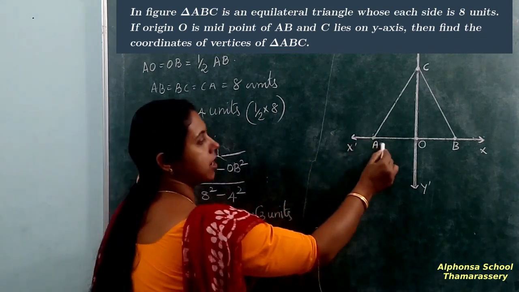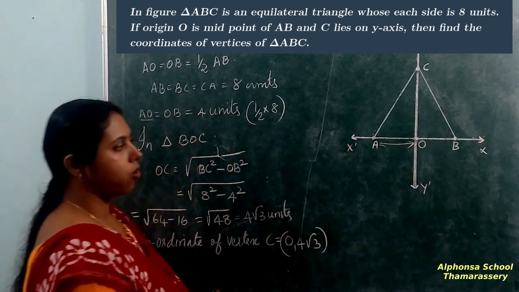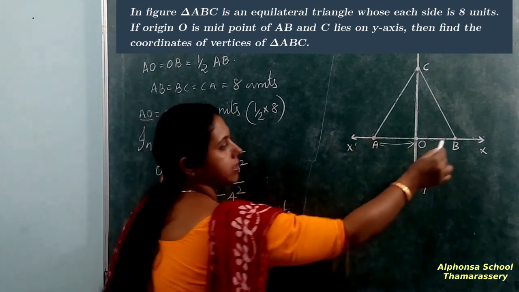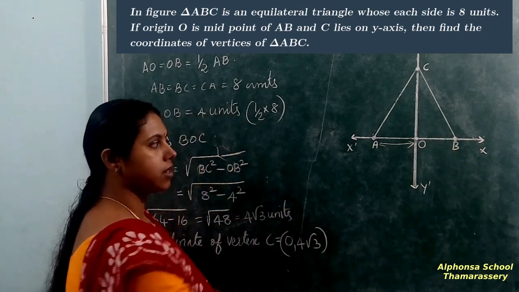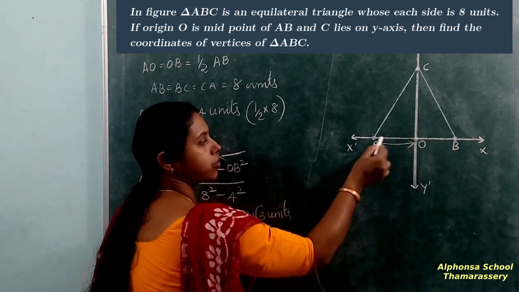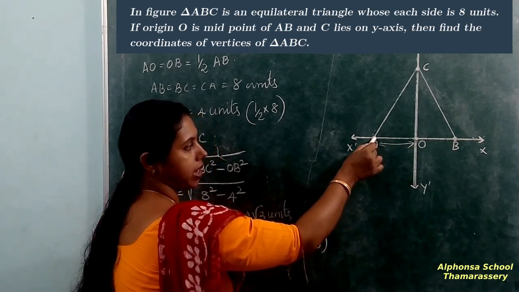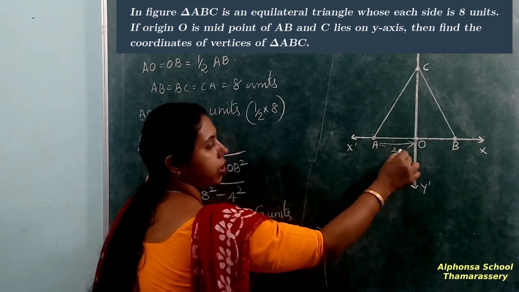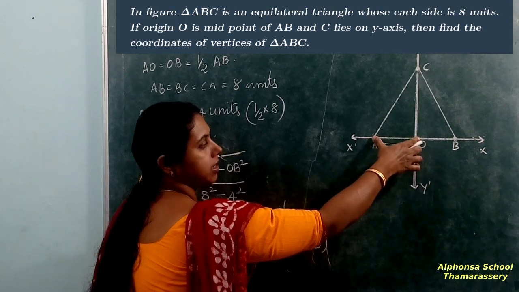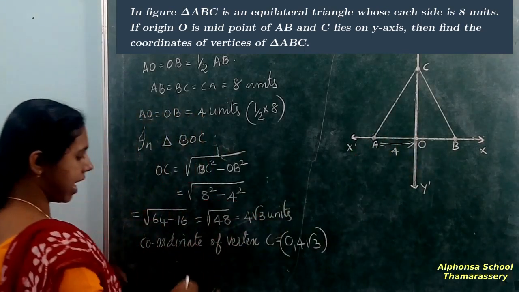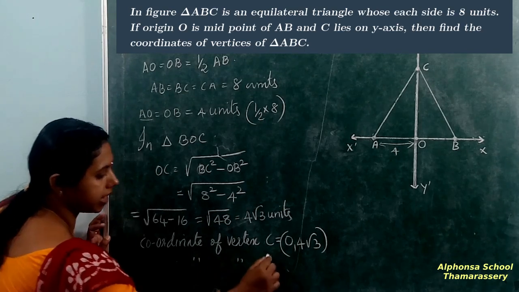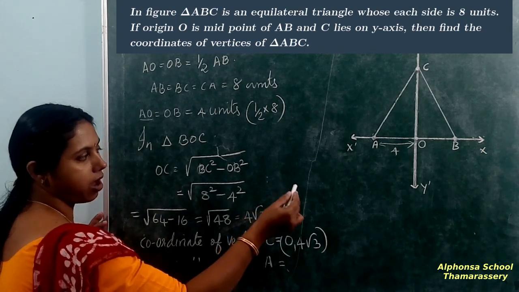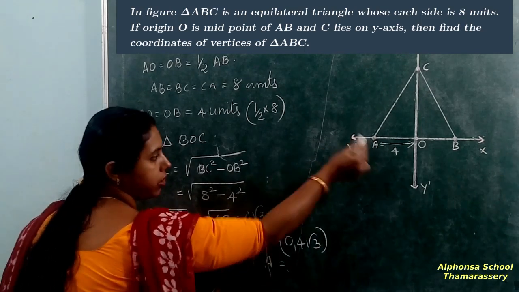The length of OA is equal to 4 units and OB is also equal to 4 units. O lies on the x-axis and B also lies on the x-axis. So the distance from the y-axis to the point is known as the x-coordinate. Here this distance is 4 units. That means the coordinate of vertex A, it lies on the x-axis. Distance from the y-axis to the point is 4 units.